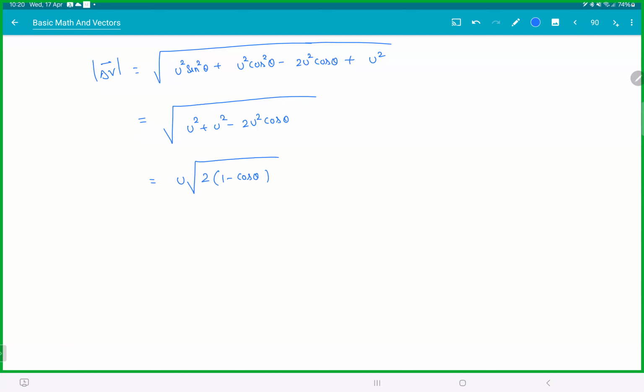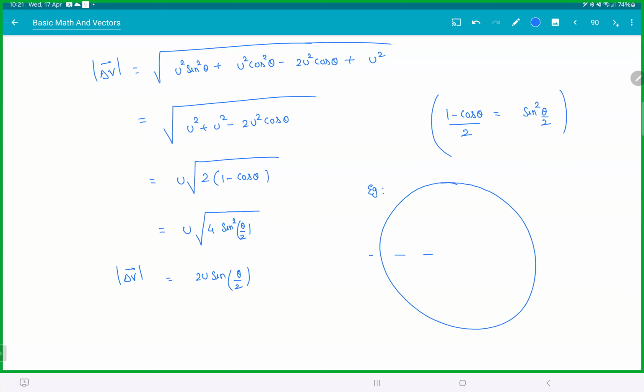Do you remember what is 1 minus cos theta? I told you this will come in again. 1 minus cos theta is nothing but 2 sin square theta by 2. Do you remember that formula? It's a trigonometry formula. So substitute here. So this would be u into root over 4 into sin square theta by 2. Quite a useful result, right? Keep this in mind. So whenever a particle goes in a circle by an angle theta, the change in velocity is this.